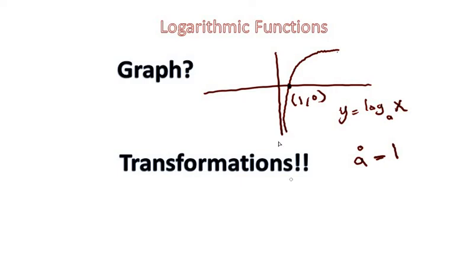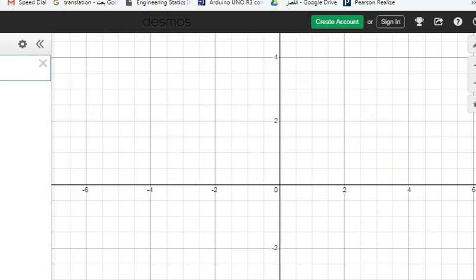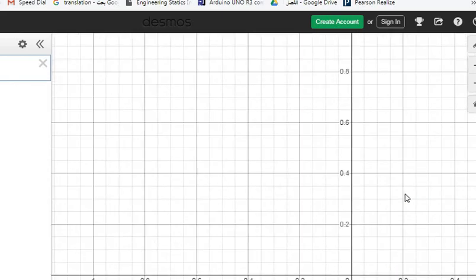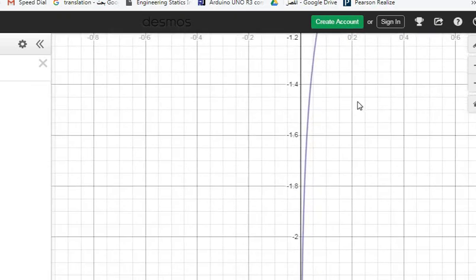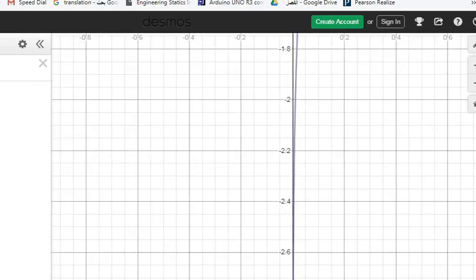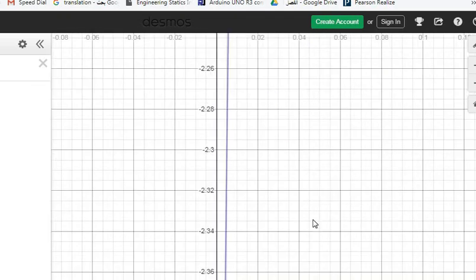Let's see the graph with some transformations on a graphing calculator. Log base 10 of x. This is the graph of the basic logarithmic function. Let's zoom in to see if the graph intersects the y-axis or not. As y gets infinitely small, x approaches 0, but it won't be 0.